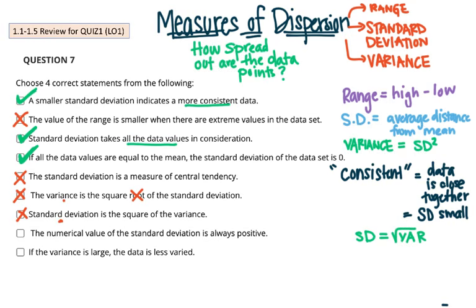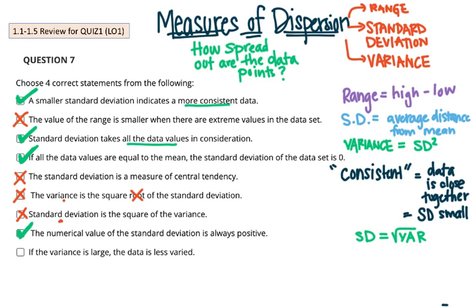Okay, next sentence. The numerical value of the standard deviation is always positive. That is actually true because it's just an average of the distances away from the mean. Those distances are always positive, so the average of the distances is positive. So yes, standard deviation and variance will always be positive.